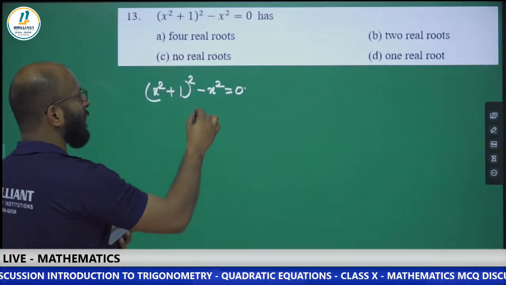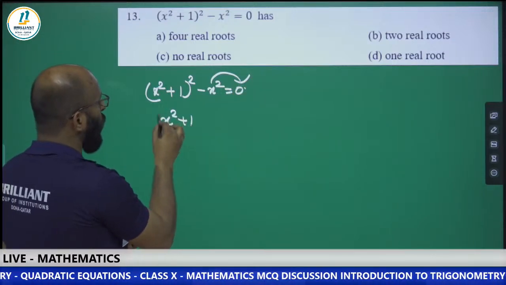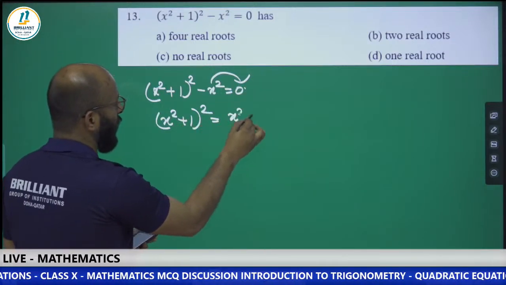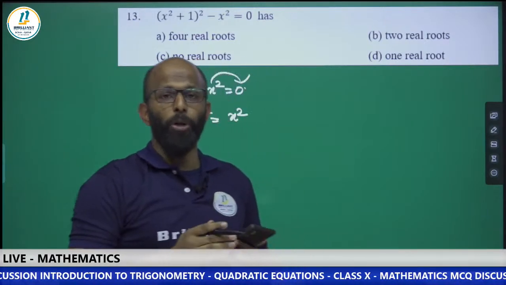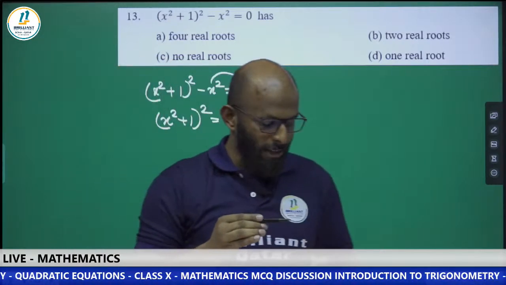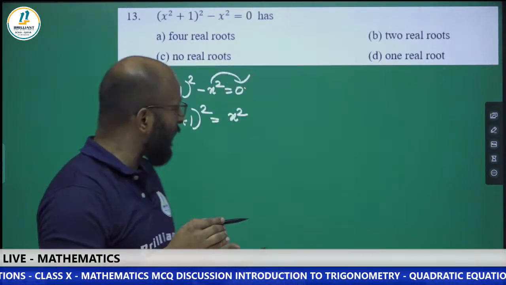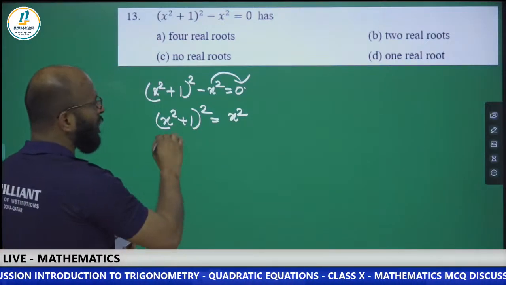There are 2-3 methods. First one, I am taking this x square to the right side. Then x square plus 1 the whole square is equal to x square. Now I am going to take the square root on both sides. Yes, answers already came. Yes, Anya, correct. No real roots. Yes, correct. So I am going to take the square root on both sides.